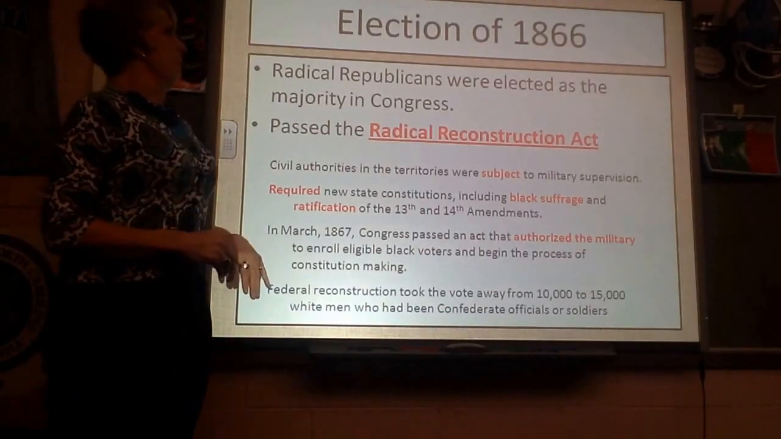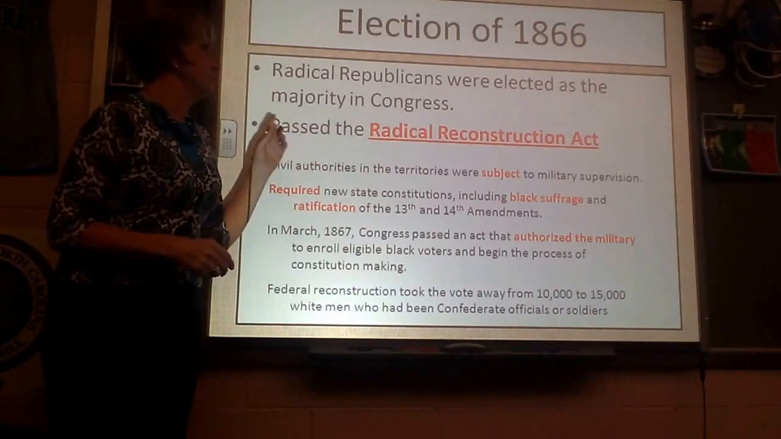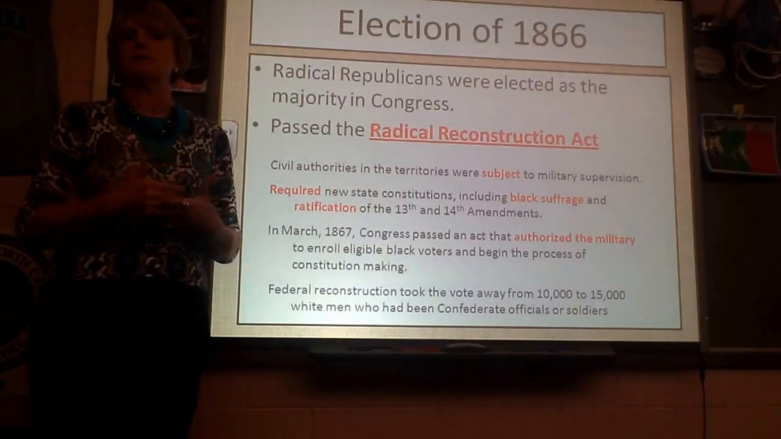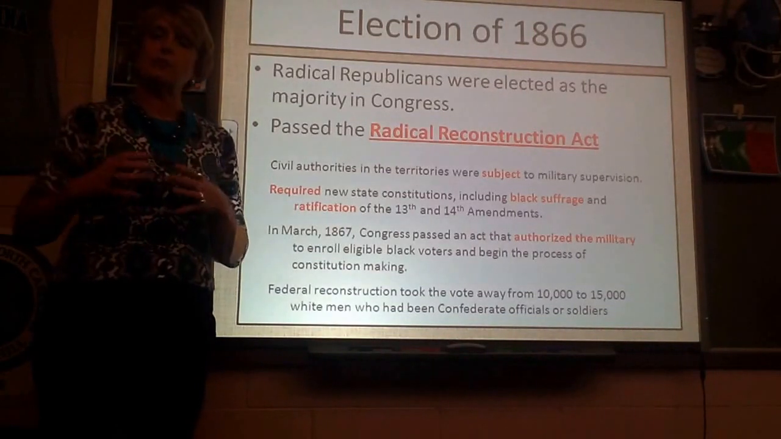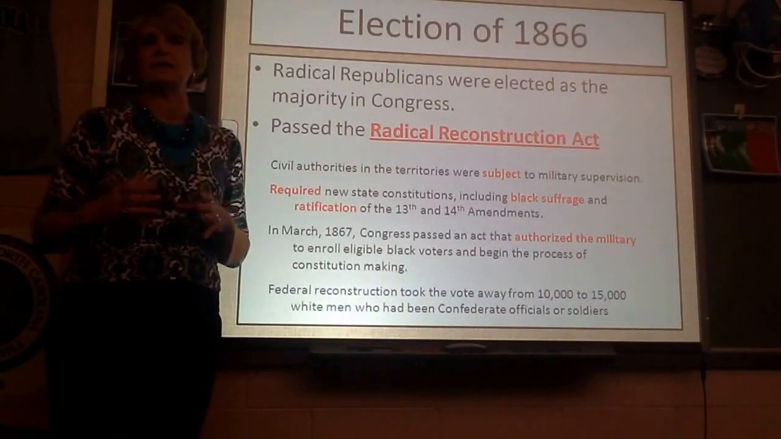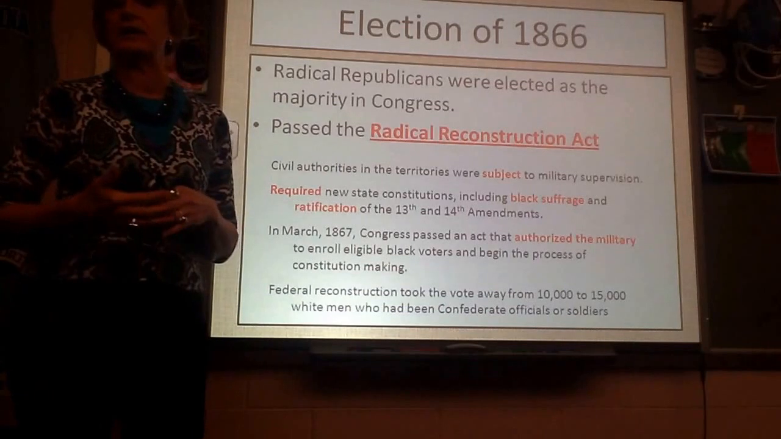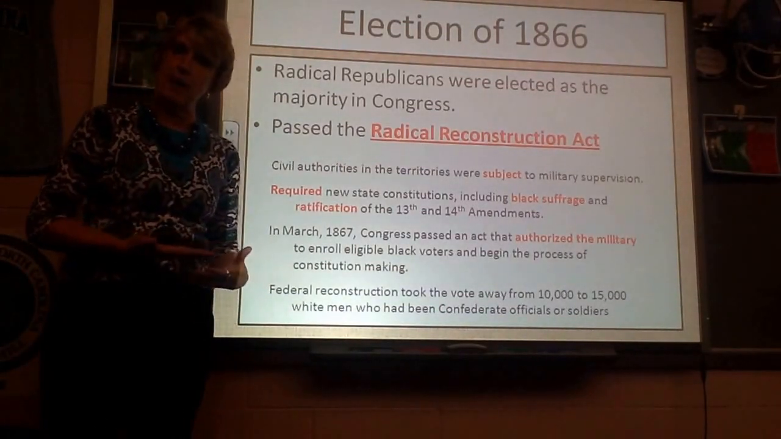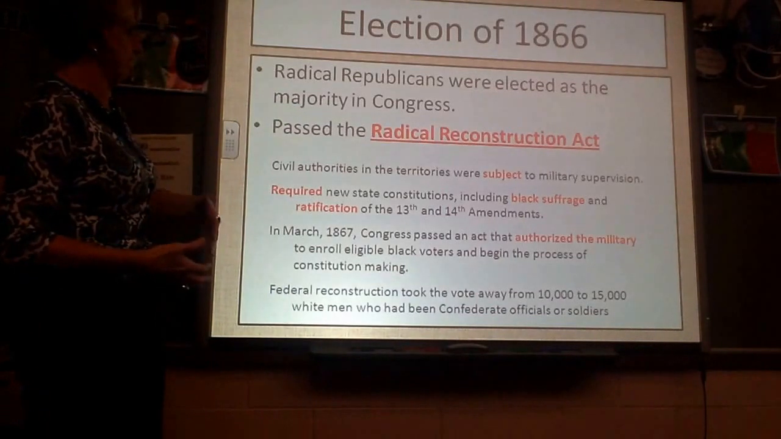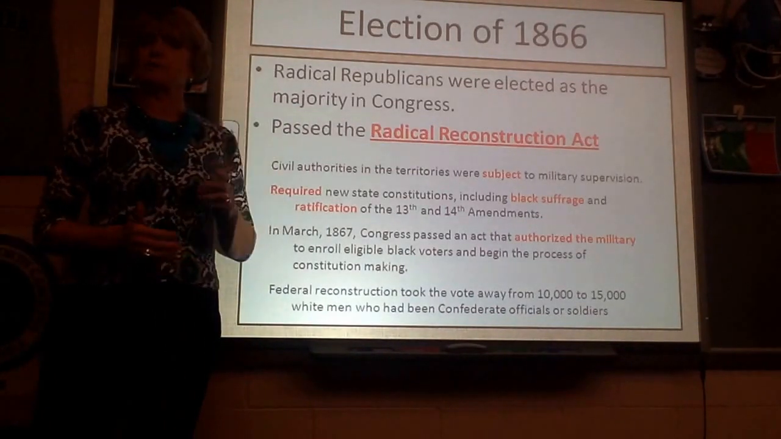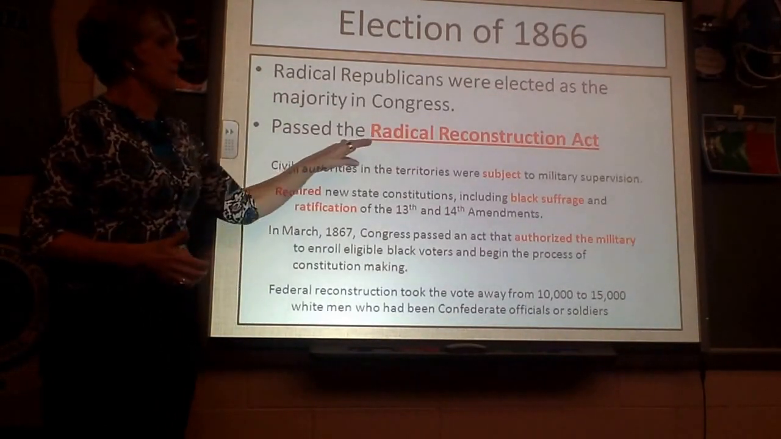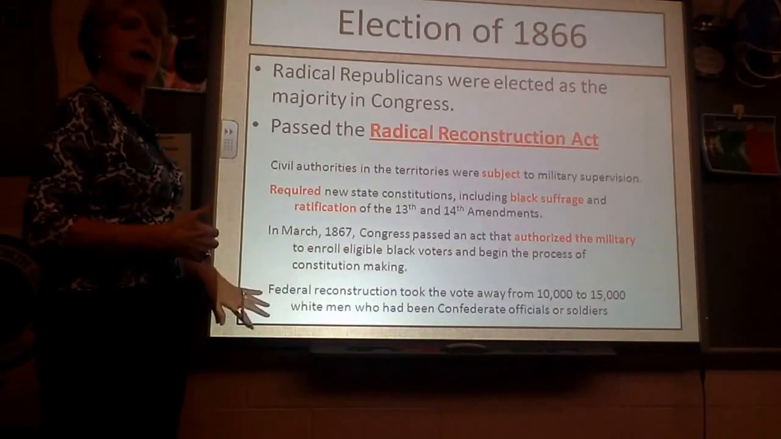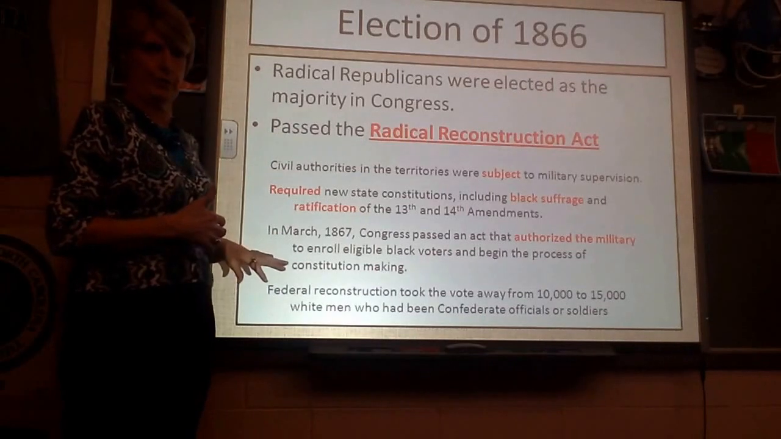So the radical Republicans were elected as a majority in Congress, and what that means is they had the most votes. So their plans, their ideas, the things they wanted to see accomplished, they had enough votes to ensure that they would be passed and implemented. And so they put together the Radical Reconstruction Act, and this act had a lot of ramifications to it.